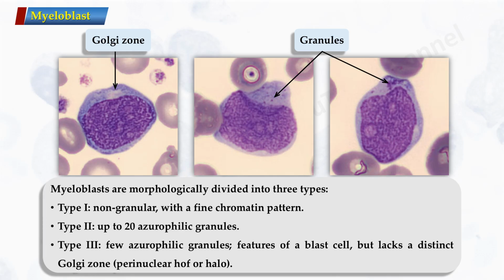Myeloblasts are morphologically divided into 3 types. Type 1, non-granular, with a fine chromatin pattern. Type 2, contains up to 20 azurophilic granules. And Type 3, contains few granules, and features of a blast cell, but lacks a distinct Golgi zone.